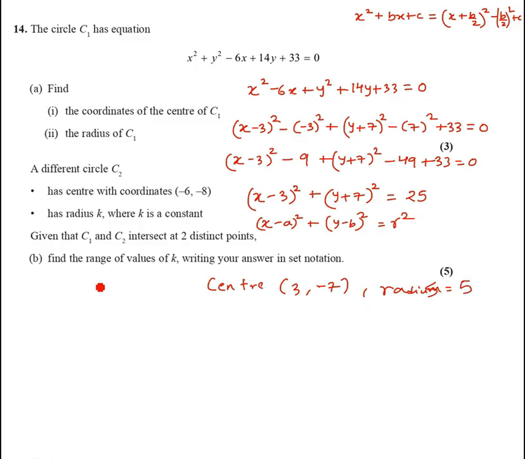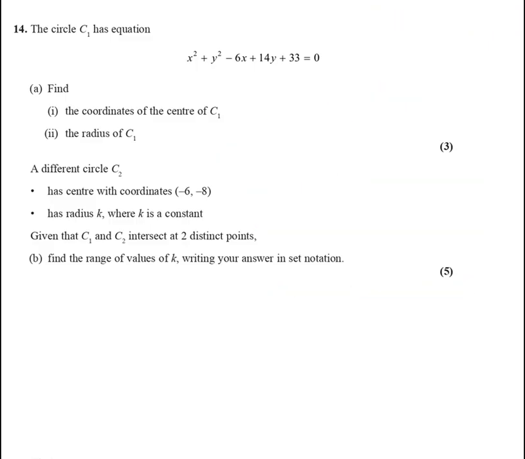Okay, so that's part A. Now let's talk about part B. So the center from part A is, you can write it down again, 3 and -7, and the radius is 5. Now a different circle C2 has center with coordinates -6 and -8 and has a radius k, where k is a constant. Given that C1 and C2 intersect at two distinct points, find the range of values of k, writing your answer in set notation.